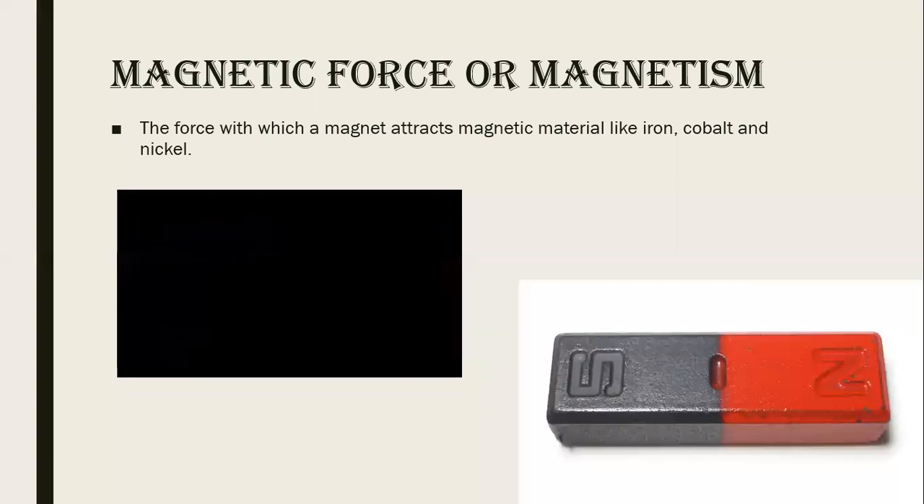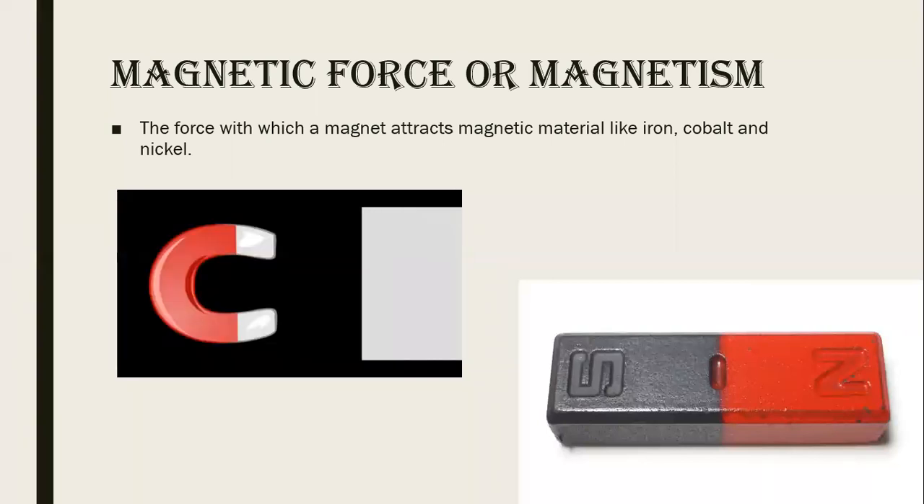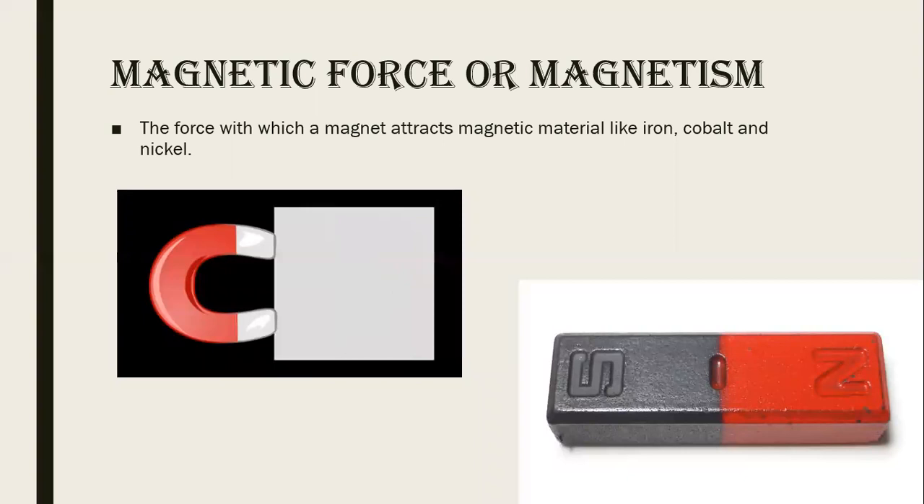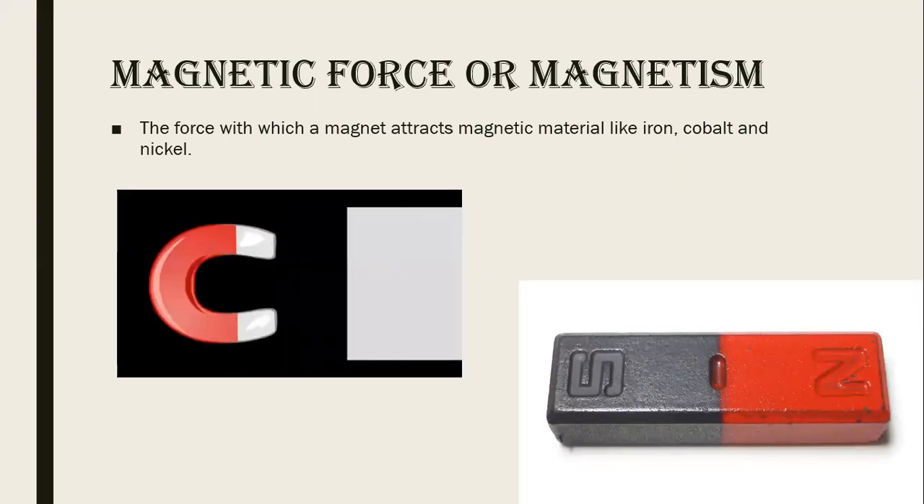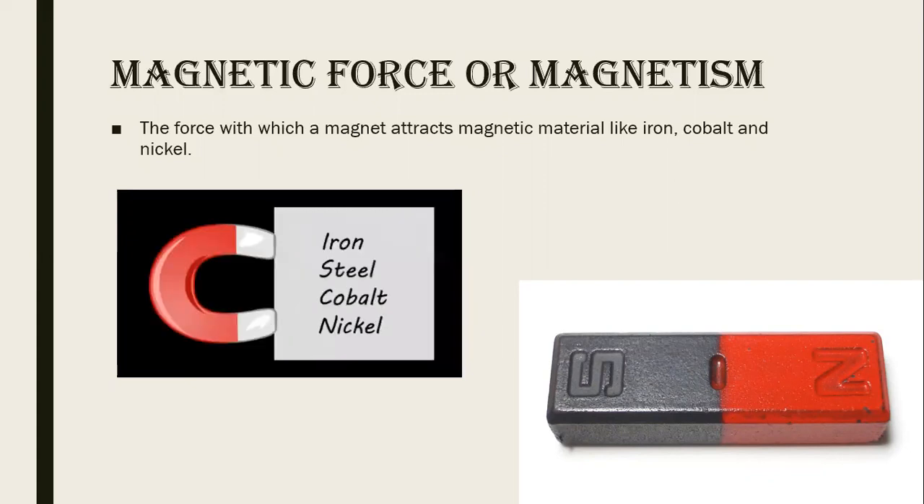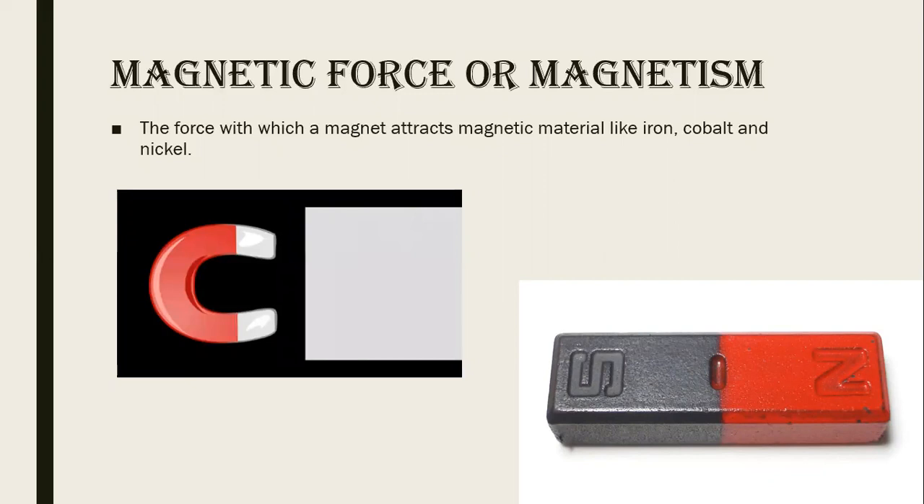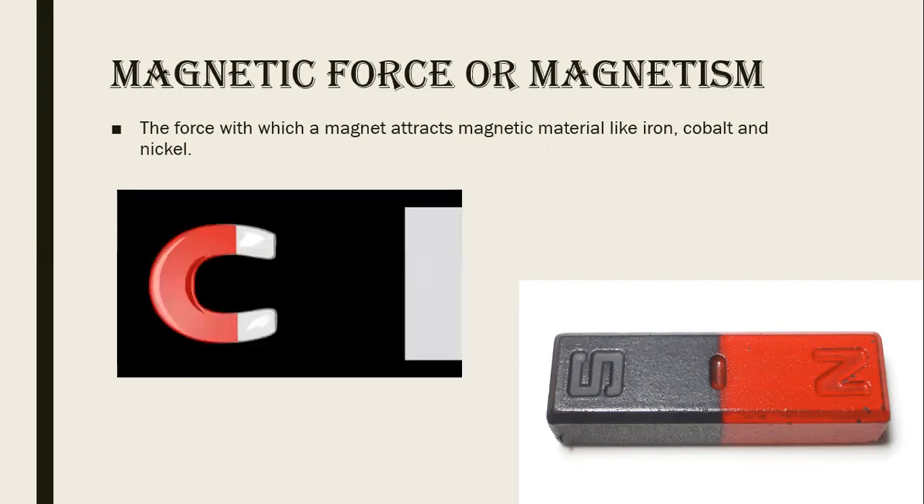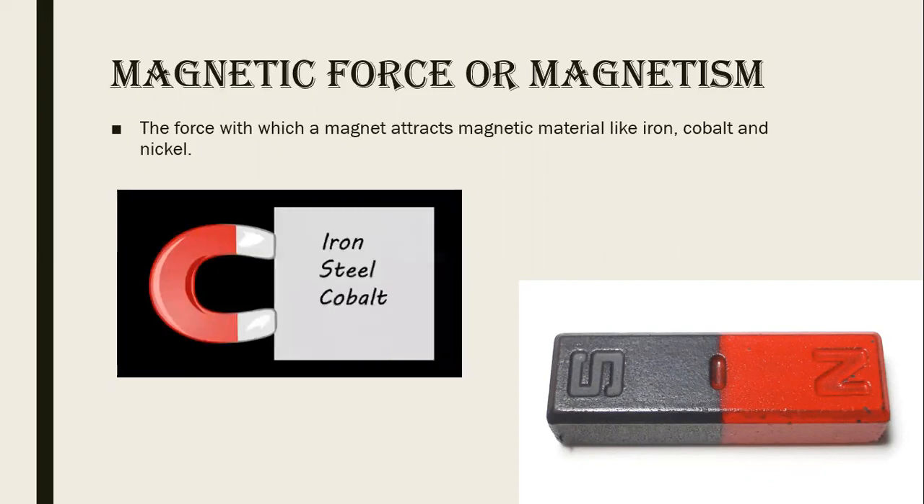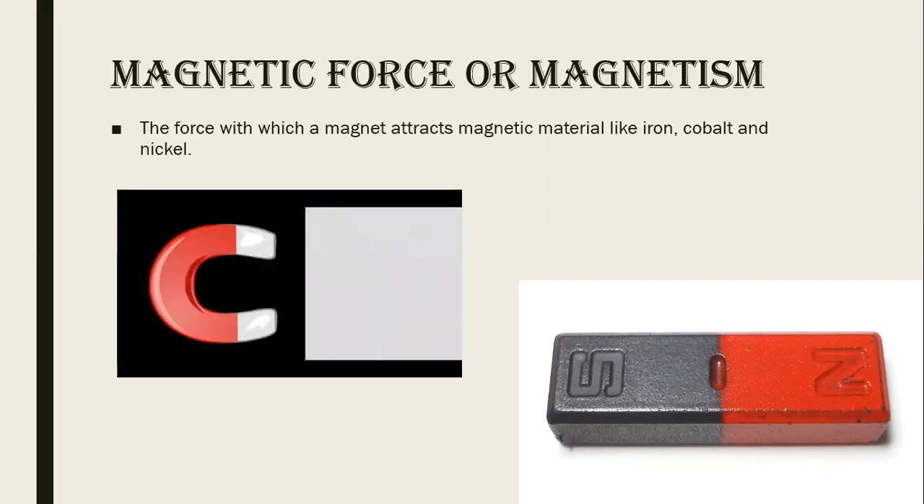Magnetic force. Magnetic force is otherwise known as magnetism. It is the force with which a magnet attracts magnetic materials like iron, cobalt, and nickel. Every magnet has two ends called the poles of the magnet. The poles are denoted by N and S, namely the North Pole and South Pole respectively.